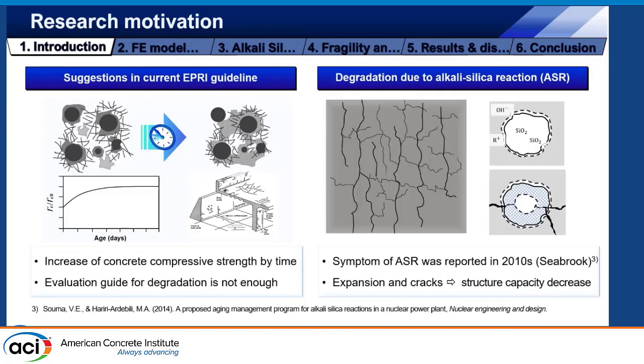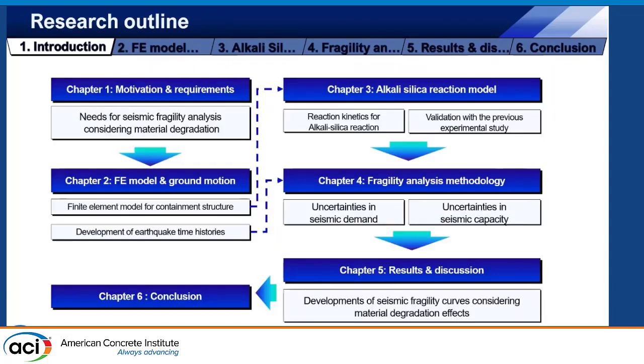In the current guideline, it is suggested that the increase of concrete compressive strength over time should be considered for the assessment. However, the evaluation guidance for degradation in the concrete is not enough. In 2010, symptoms of Alkali-Silica reaction were first reported in several plants. It is well known that the expansion and microcracks due to the Alkali-Silica reaction could decrease the structural capacity. So this study focuses on conducting seismic fragility analysis with an appropriate damage index for the containment structure, and also evaluating the effects of Alkali-Silica reaction on the containment structure.